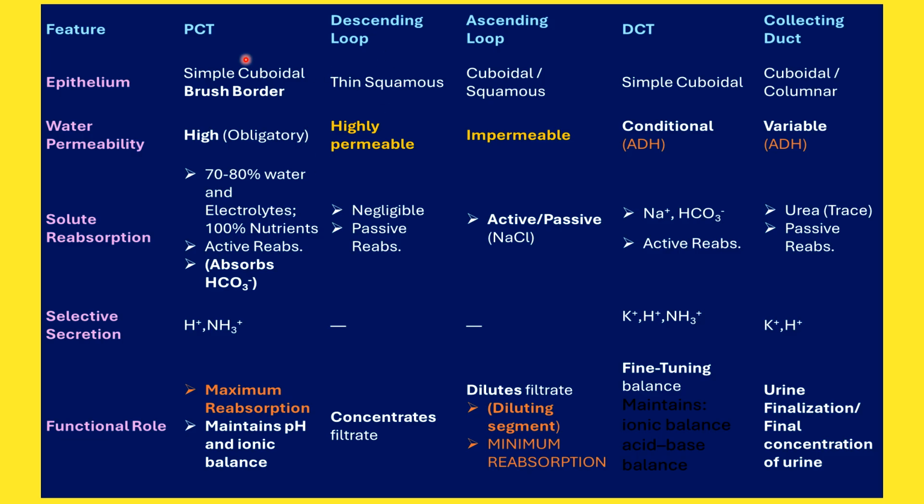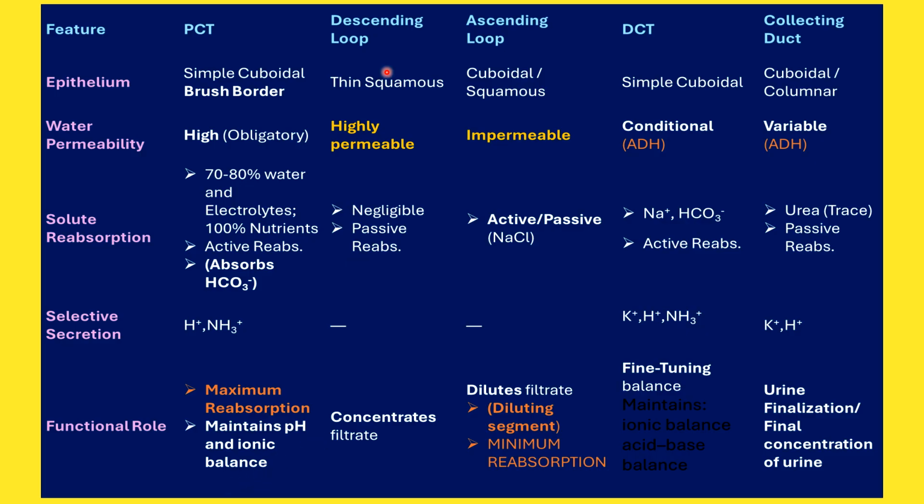Let's now look at the summary table. The main site where maximum reabsorption takes place is the PCT. It is because of the presence of a special type of cells in them, that is the simple cuboidal brush border epithelial cells. Now 70 to 80% of water and 100% of nutrients are absorbed here. It also functions in maintaining the pH and ionic balance.